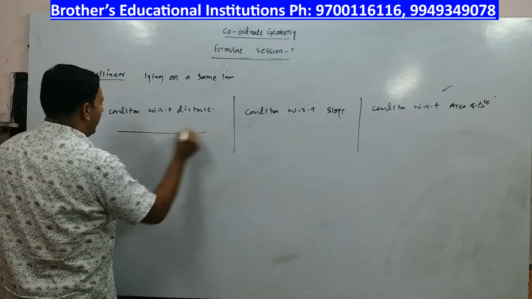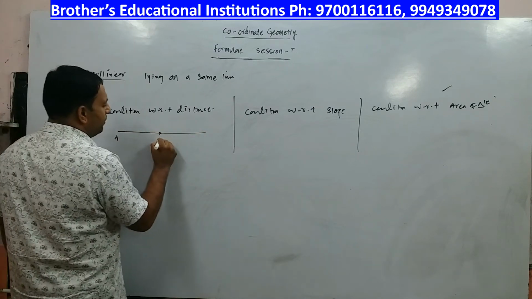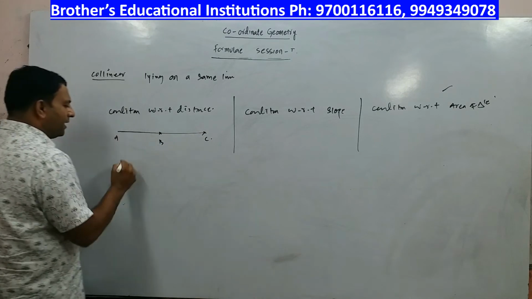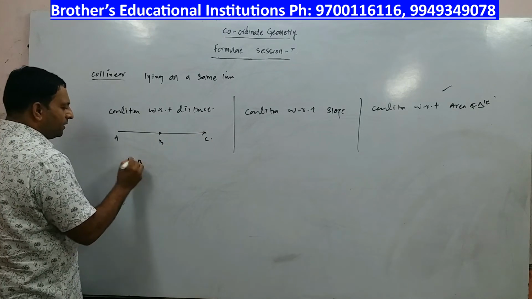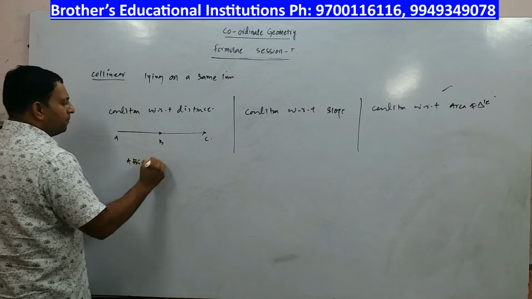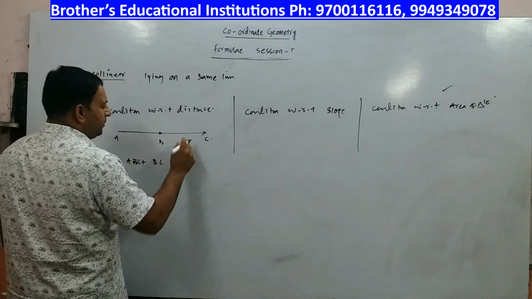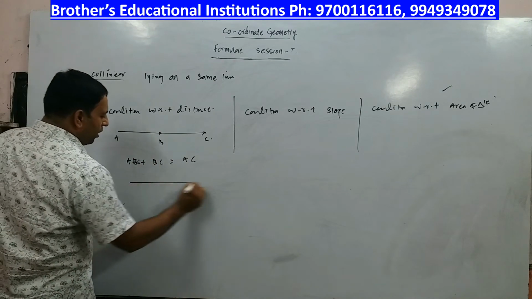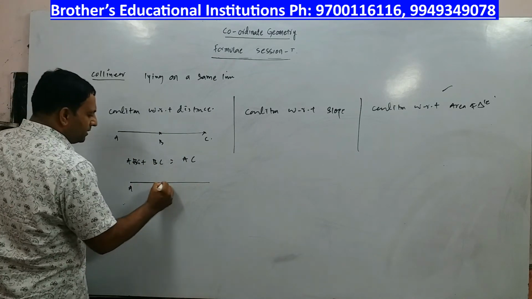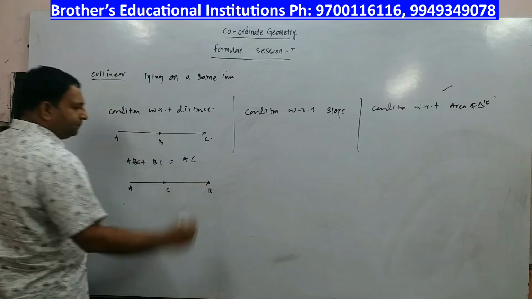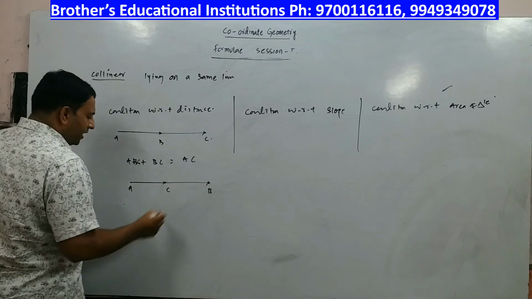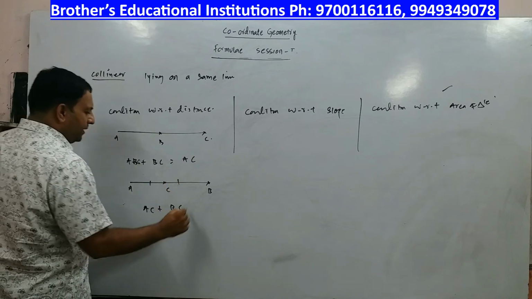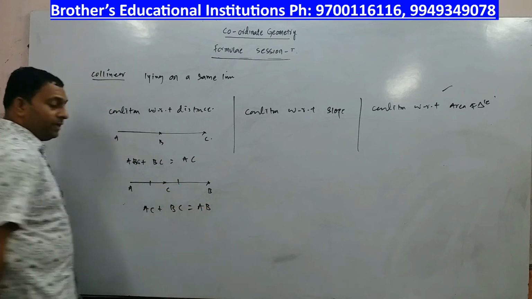For example, I draw a line. I say this is A, this is B, this is C. And if I say ABC lie on a same straight line, then I will say AB plus BC is equal to AC. Alright, linearly. If I draw like this is A, this is C, this is B, then how do I explain? I will say AC plus BC is equal to AB.